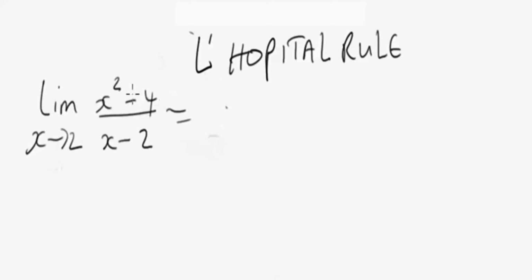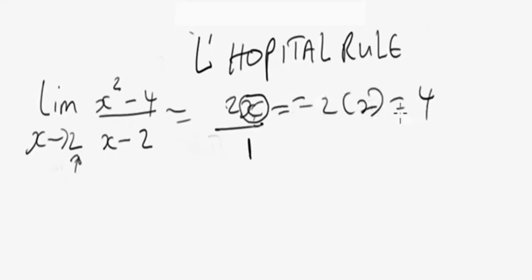You differentiate both the numerator and the denominator. When you differentiate the numerator, you're going to have 2x, over, when you differentiate x, you're going to have 1, right? You then substitute 2 into this x, so we're going to have 2 times 2, so the final answer will be 4. So it's as simple as that, guys.